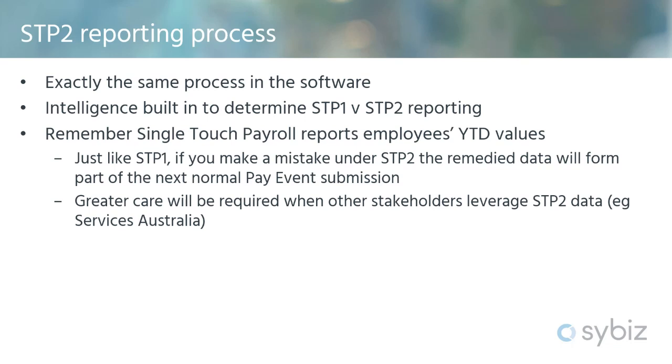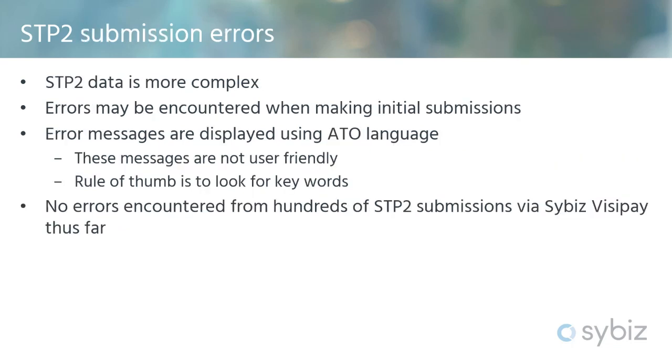So that's hopefully fairly clear there. Just again, a word of warning that STP2 data is more complex. You do need to take more care and attention in setting things up and processing pays. And even though we haven't encountered it so far, you may encounter errors when making the initial submissions. Unfortunately, the error messages come through in ATO language, so they're not necessarily user-friendly, but if you look for keywords, you should at least know whether it relates to something at the employee level or the pay reporting level.